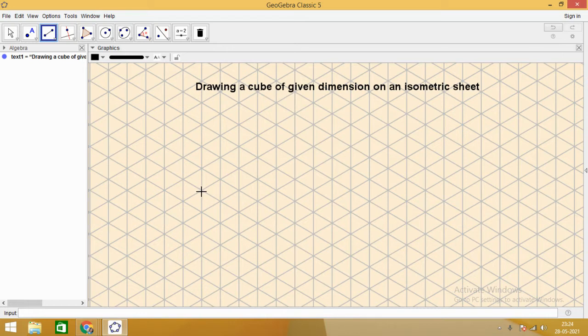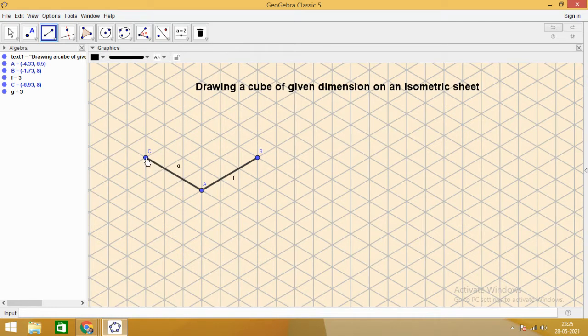So let us first learn how to draw a cube whose edge is given. Edge dimension is, say, for example, 3 units. So we mark a point on the isometric sheet and move diagonally 3 units, right? So we get a segment AB. It is one edge of the cube. Now start again from point A and go in the left diagonal direction, and we get another edge, that is AC, of dimension 3 units.